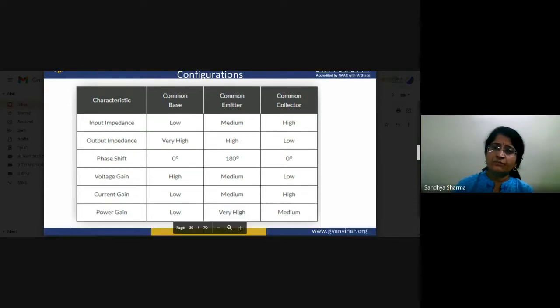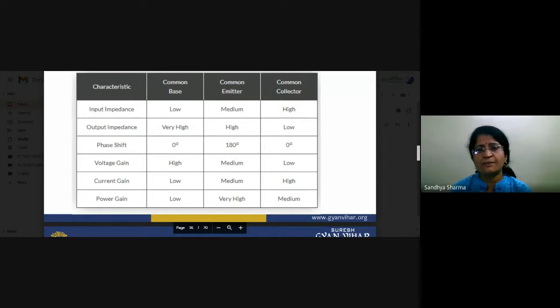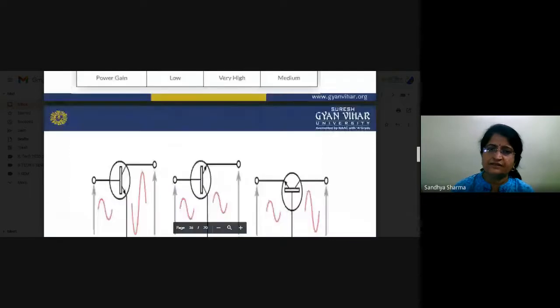If you are talking about the voltage gain and current gain, common base voltage gain is high, common emitter is medium, and common collector voltage gain is low. The reverse happens in current gain: common base current gain is low, common emitter is medium, and common collector is high. For power gain, the power gain of common base is low, common emitter is very high, and common collector is medium. So for high power amplification, we use the common emitter configuration.